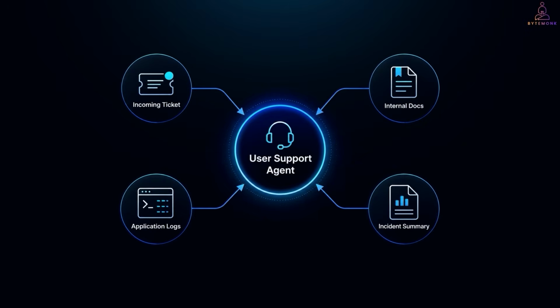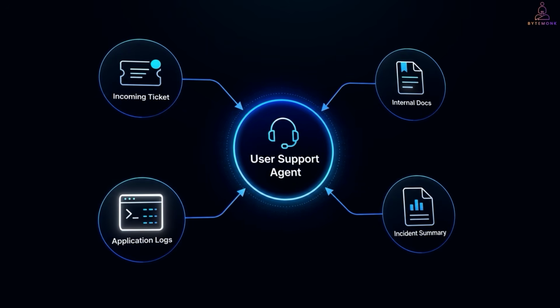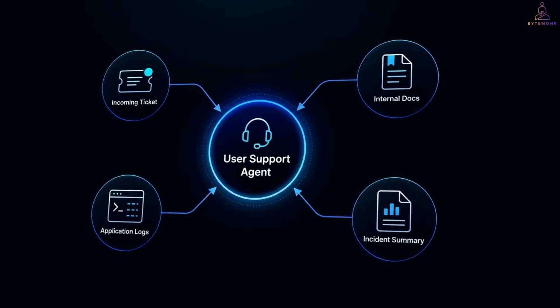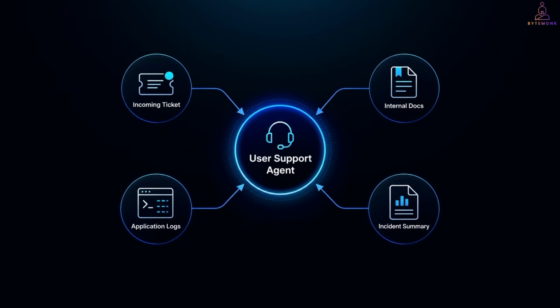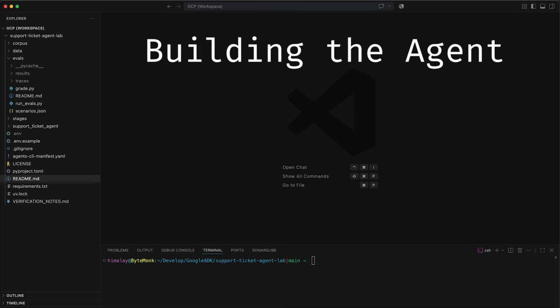Alright, for this build, I'm making a single-purpose user support agent. It needs to do 4 things. Read an incoming ticket, search our internal docs, query the application logs, and write up an incident summary. 4 tools, 1 goal, specific enough to actually break in the ways we care about. Alright, enough context, let's build the agent.